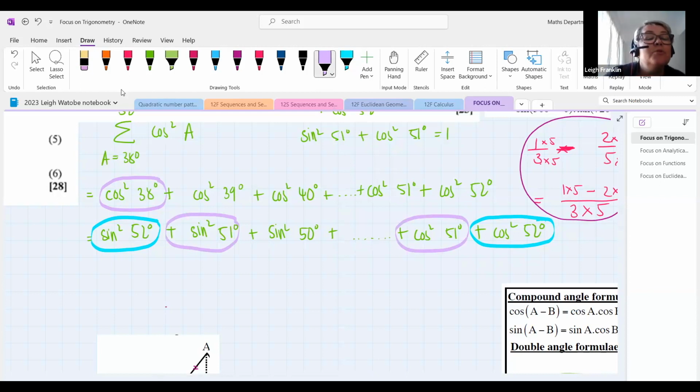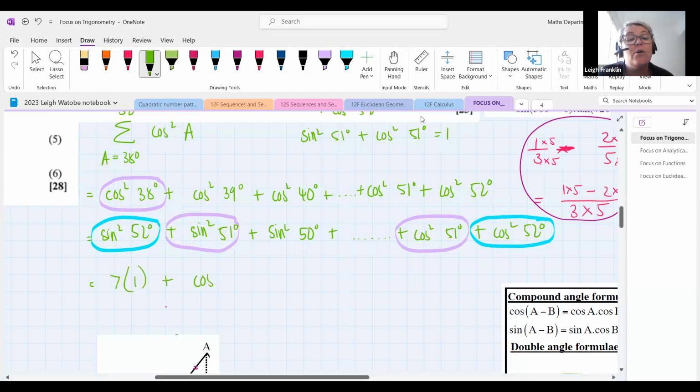So how many times are we adding 1 to itself here? We've got the 52, the 51, the 50, 49, 48, 47, 46. Because remember, when we get to cos squared 45 and sine squared 45, it's the same thing. That's going to be in the middle. So does it make sense that we would have 7 groups of 1, and then we've still got our cos squared 45 in the middle?